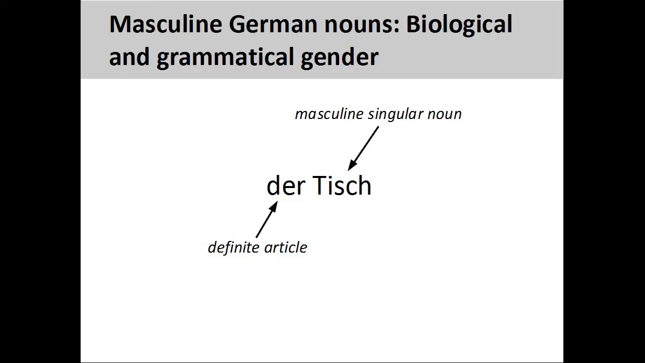The German noun Tisch, table, has a masculine grammatical gender, so its definite article is der. Here, the grammatical gender does not indicate any biological gender of the noun. There is nothing particularly male about a table. Although the grammatical gender of German nouns is sometimes difficult to determine, there are some rules that can help you. Let's take a look at them now.